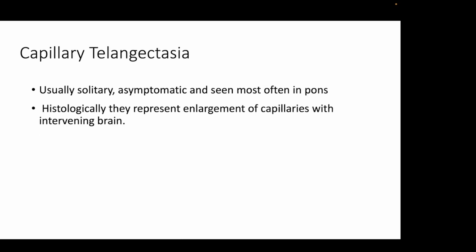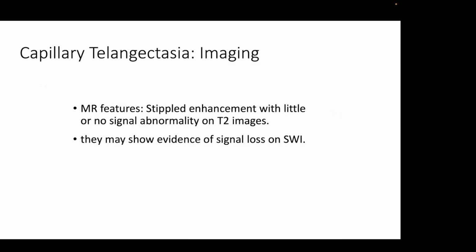So we'll start with the capillary telangiectasia. Now, these are usually solitary and asymptomatic. They're most often seen in the pons, and histologically, they represent dilated capillaries. There is intervening brain within the capillary telangiectasia. So on MR, what we see is stippled enhancement with little or no signal abnormality on the T2-weighted imaging.